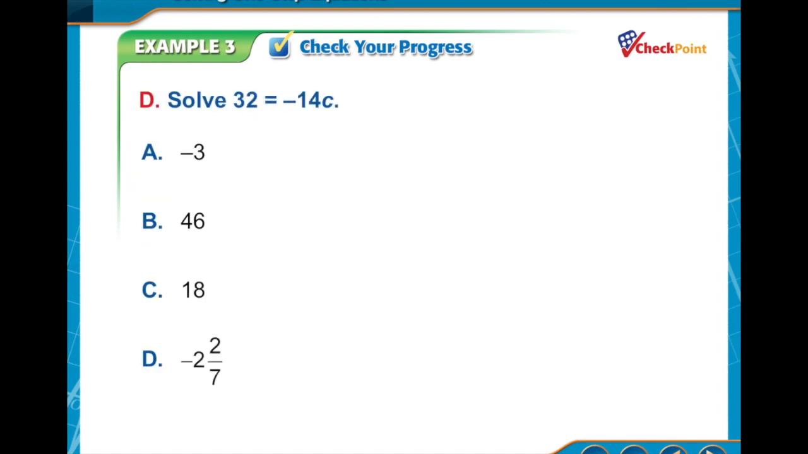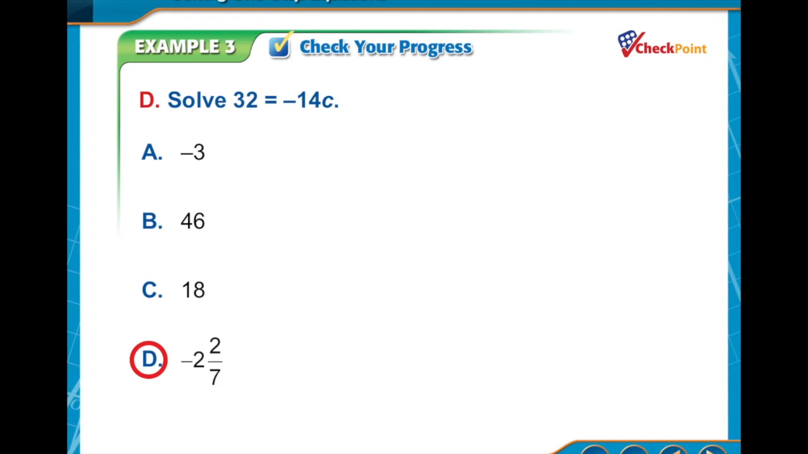So 3D, in one step we can solve for C. We know the C and the negative 14 are tied by multiplication. So in one step, we're going to divide away that negative 14. What we do to one side, we have to do to the other side. So on the left side, we're going to do the same thing. On the right, this cancels out, so we just get C. On the left side, we're going to get a value, 32 divided by 14. That's not going to be a whole number. It should be a fraction. And it should be negative. So the only option that works in this case has to be D, negative 2 and 2/7.